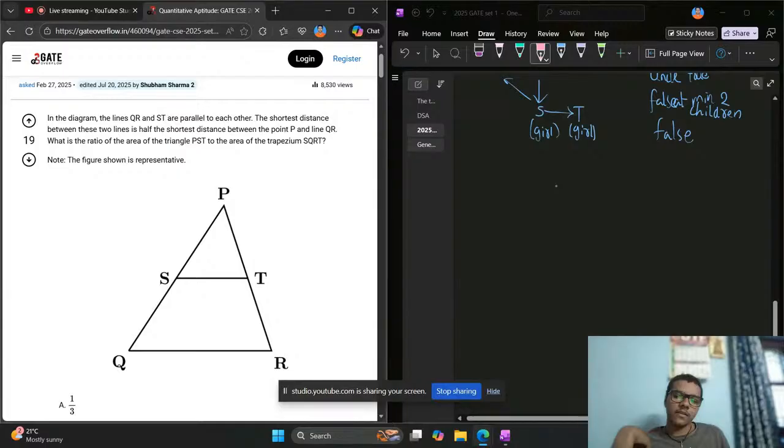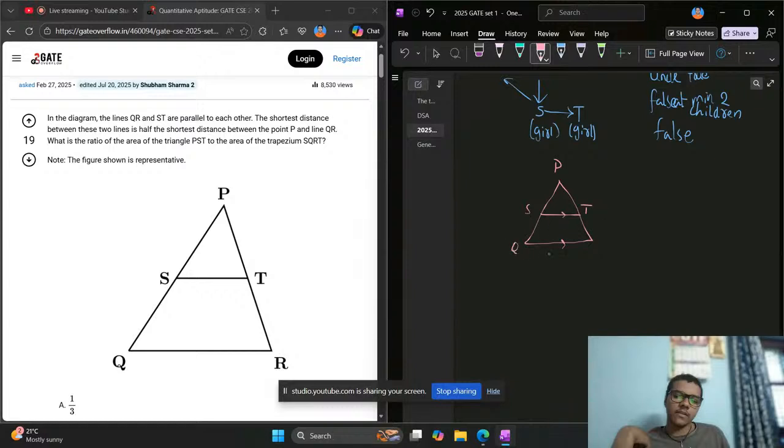I have solved this question before, so I kind of remember what's going on over here. So these two lines are parallel. That's what we are told. PST and QR. Let's draw something like this. This is perpendicular. So at this point of intersection, let this be A. PY is equal to A. We were given that.